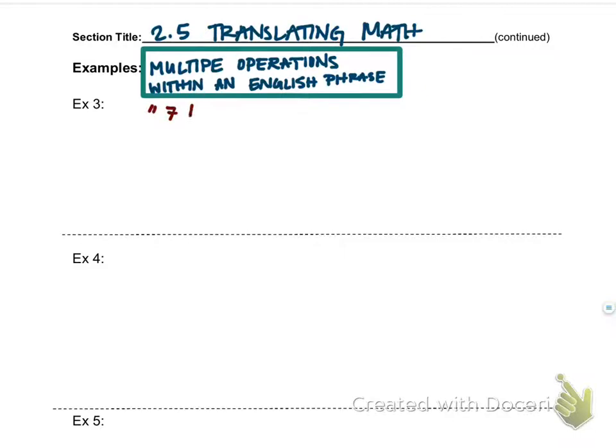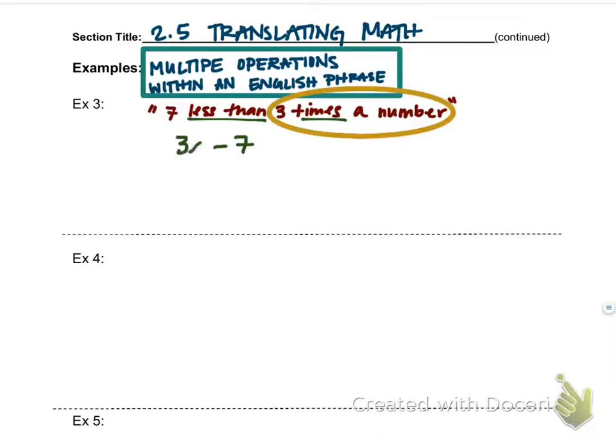We're going to take a look at the English phrase 7 less than 3 times a number. Here, the number is my variable, and I do in fact have 2 different phrases that specify different operations, less than and times. Less than is subtraction and times is multiplication. If I take a look at this, 7 less than is going to be like subtracting 7 from something. And the something I'm going to subtract it from is this 3 times a number.